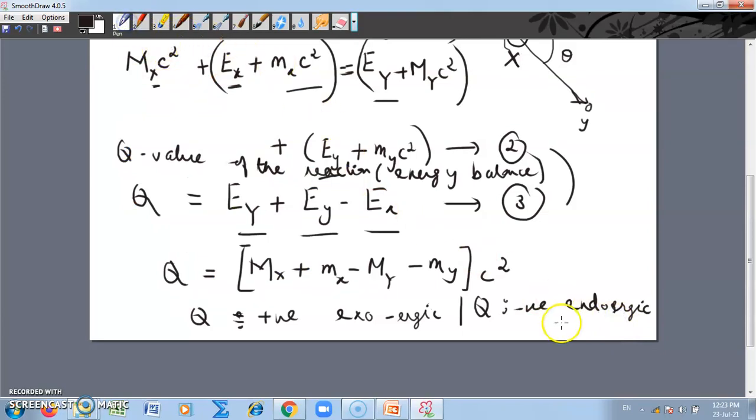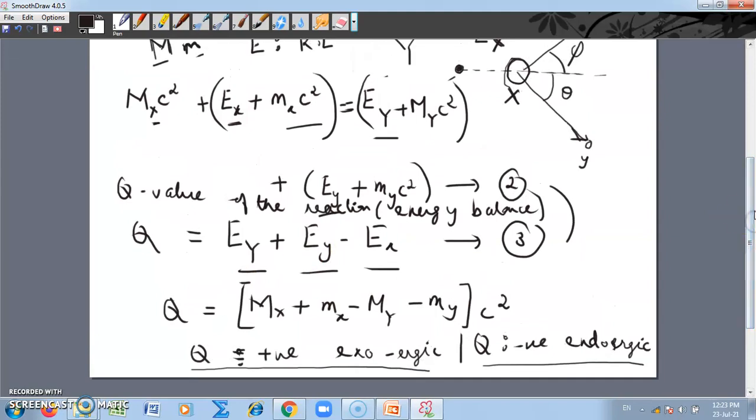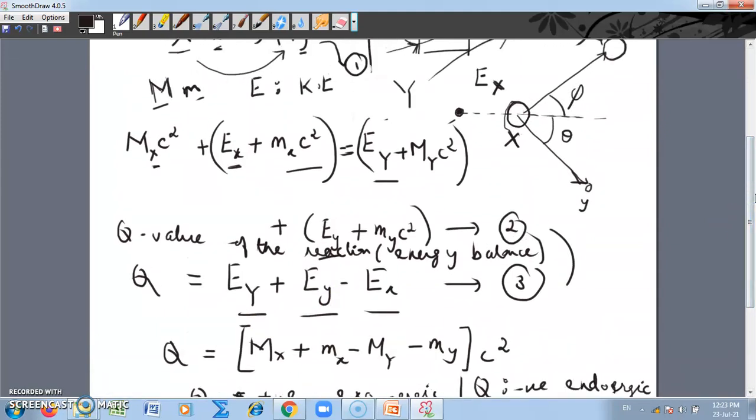So this is like this. That means in this type of reaction where Q is positive, energy evolves in the reaction, and here energy is to be supplied for the reaction to take place. So that is the Q value, and there are some other things to find the Q value of this reaction, some calculations. We'll go to the mathematics part now.